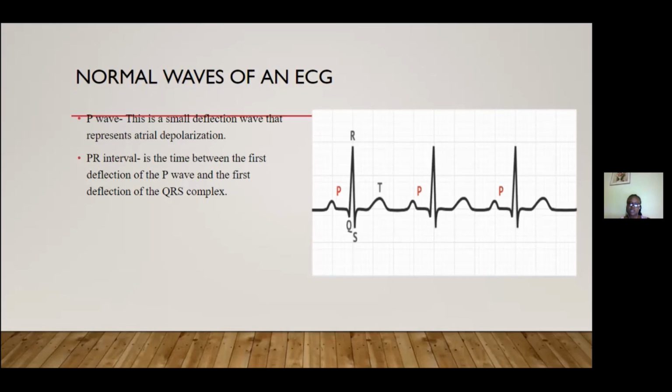The ST segment, also known as the ST interval, is the time between the end of the QRS complex and the start of the T wave. The T wave represents ventricular repolarization, while atrial repolarization is obscured by the large QRS complex.